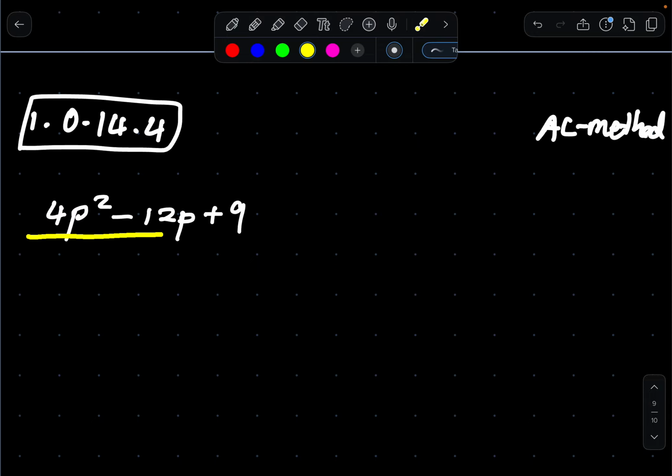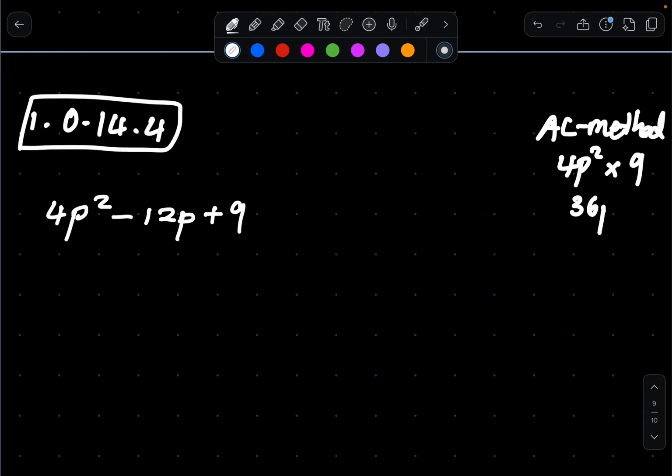But first check, do we have a highest common factor here? No. Don't forget, guys, the most important type of factorization is to check if you have a highest common factor or not. Now let's come here. You take the first term, which is 4p squared. You multiply with the last term, which is 9. The reason we call it AC is because you take your A, you multiply with C. So what is 4p squared times 9? That will give us 36p squared.